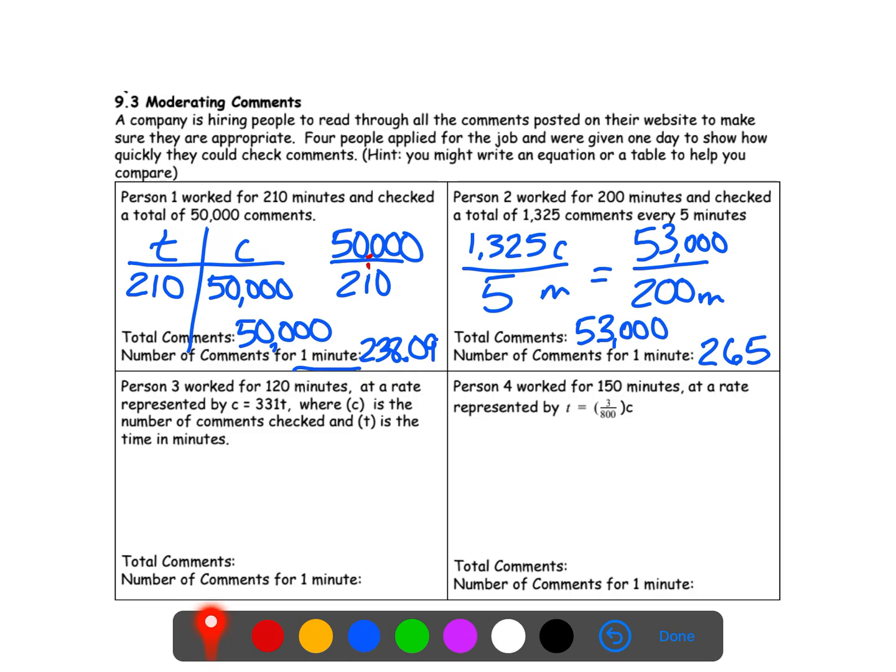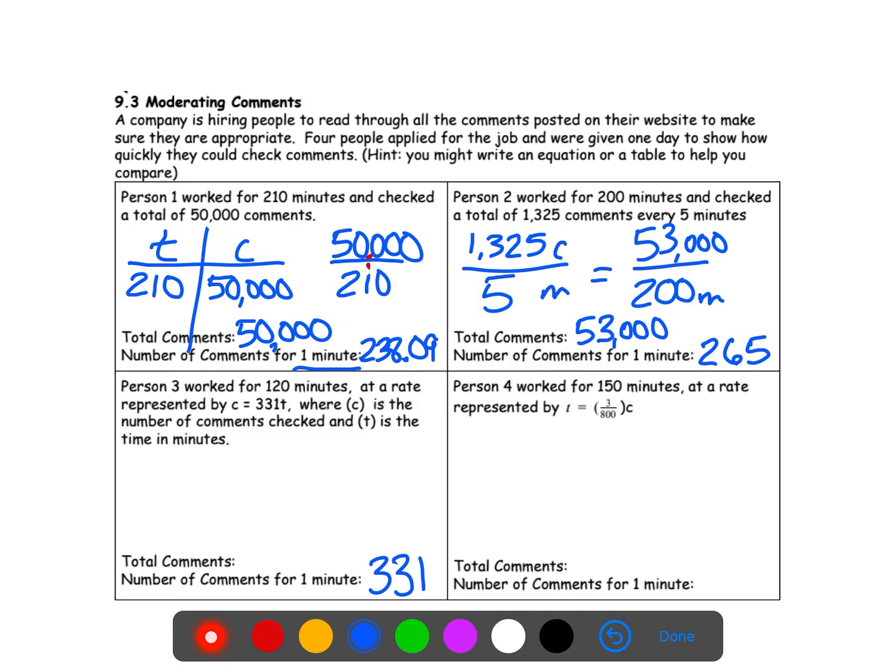We're going to look at person 3. It says they worked 120 minutes, a rate represented by the equation here, where C is the number of comments checked and T is the amount of time. Now, just by looking at that equation, I can see my constant of proportionality. My K value is 331. That answers one of my questions right here. So the number of comments in 1 minute is the constant of proportionality, 331 comments.